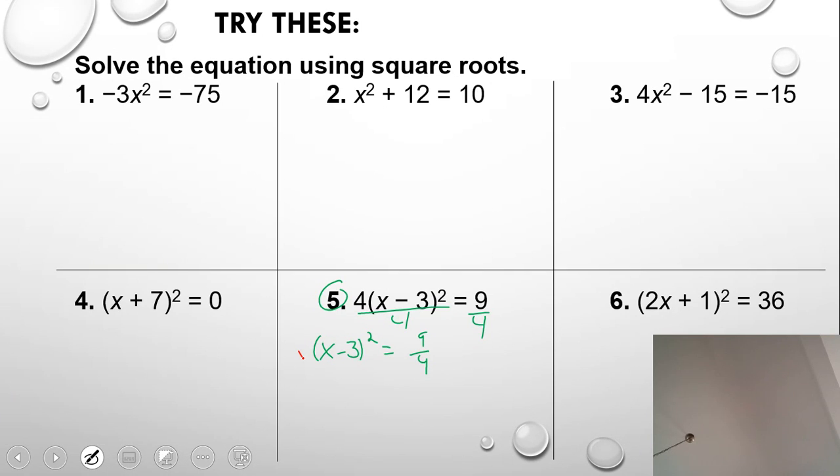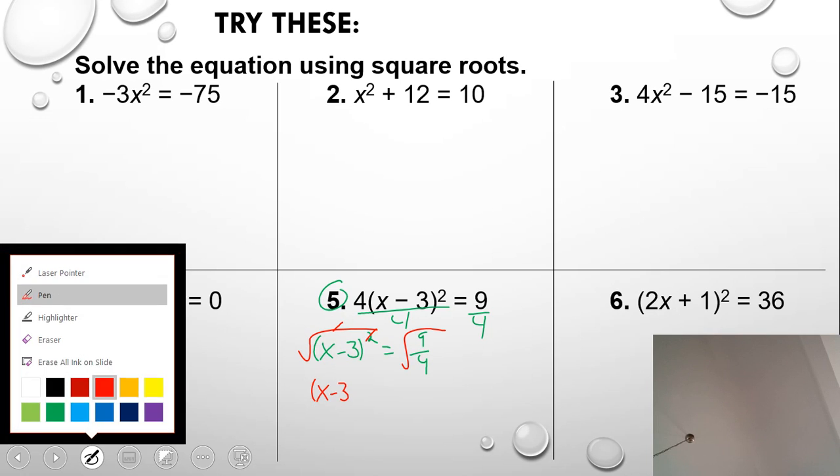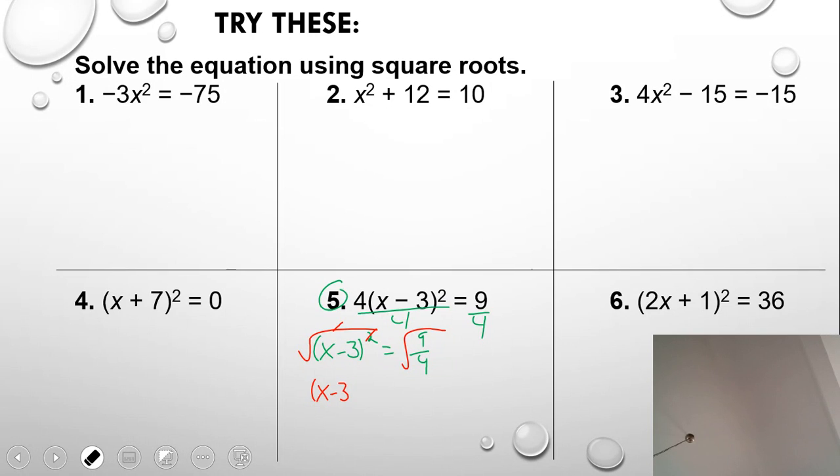Now, when we take the square root of both sides, the square root and the square cancel out, so you're just left with x minus 3. And now you have to remember back to your square root rules. That's why we did this first lesson. The square root of 9/4 is the same as the square root of 9 over the square root of 4, which is just positive or negative 3/2. So now we have x minus 3 equals positive or negative 3/2.